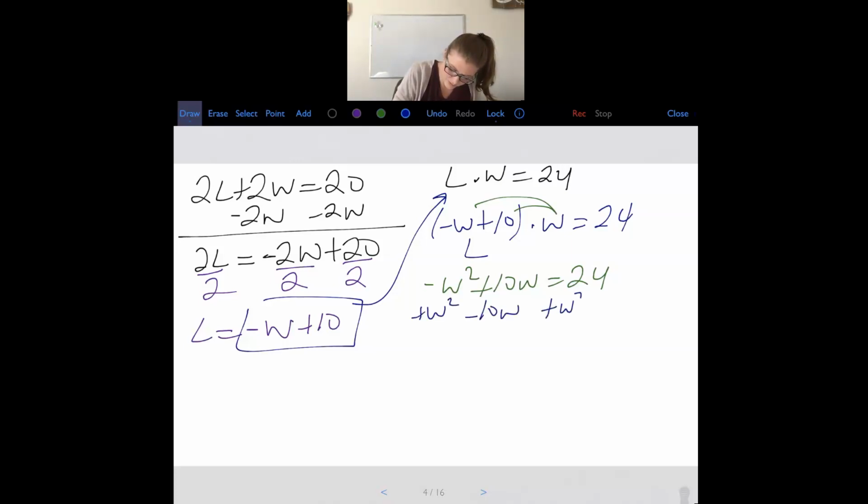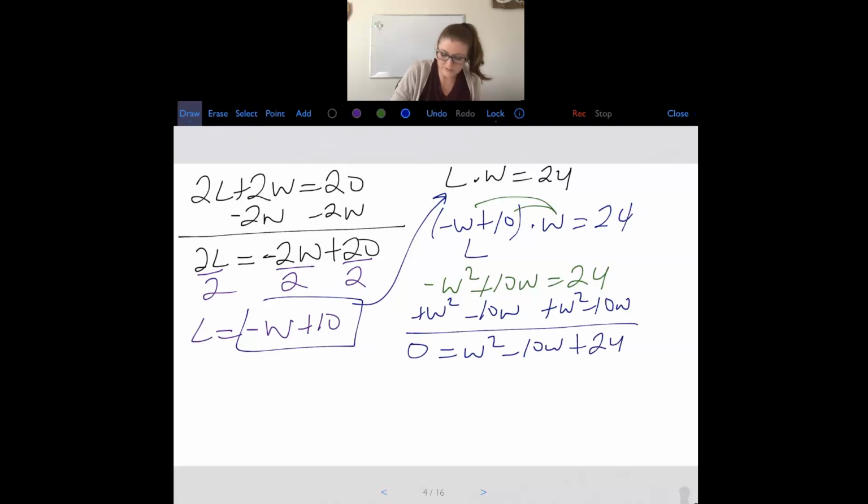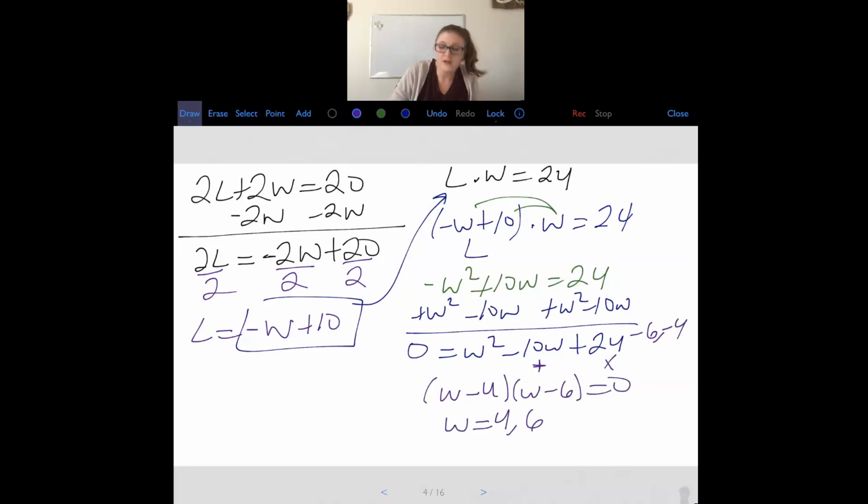We add W squared, subtract 10W, and we have 0 is equal to W squared minus 10W plus 24. We look to see if it can factor, so we would be looking for two numbers that multiply to 24 and add to negative 10. That would be negative 6 and negative 4. So we have W minus 4 times W minus 6 is equal to 0, and we get W is equal to 4, 6. Now let's go to the next slide to determine which one this is.